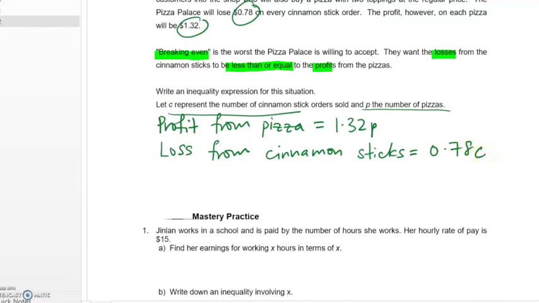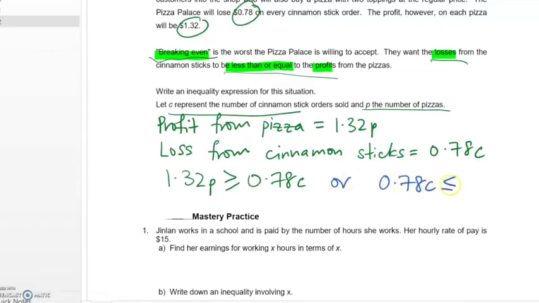0.78C. And recall earlier that we want to break even, so the losses have to be less than or equal to the profits, meaning to say 1.32P has to be more than or equal to 0.78C. Okay, you can leave this as your answer, or you can also do it the other way around. Either answer is accepted and correct.